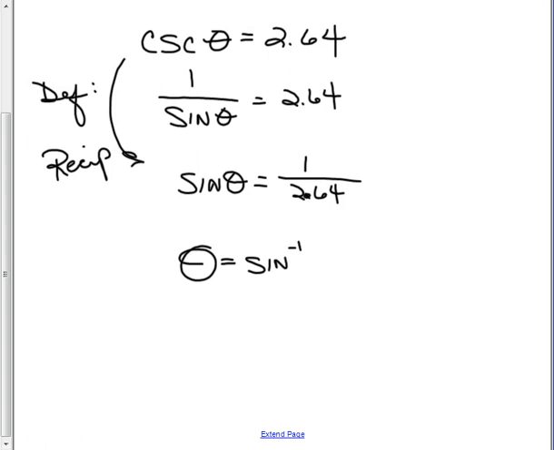So that's a key of the fraction 1 over 2.64. If you use the fraction button, that's fine. Otherwise, it's a divide. I don't care how you do it.